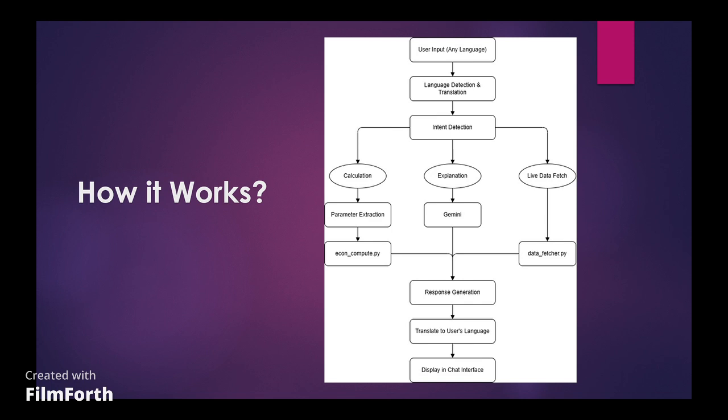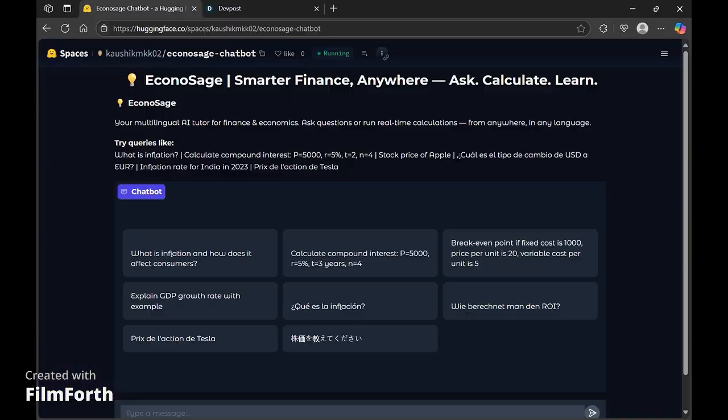You ask a question in any language, say inflation rate in India for 2023, and EconoSage does the rest. It detects the language, understands if it's a theoretical question, a financial formula, or a data fetch query. It uses tools like Gemini for explanations, Python powered modules for calculations, and APIs like Yahoo Finance or World Bank to pull real time data. Finally, it responds in your own language with clear reasoning, accurate results, and full transparency.